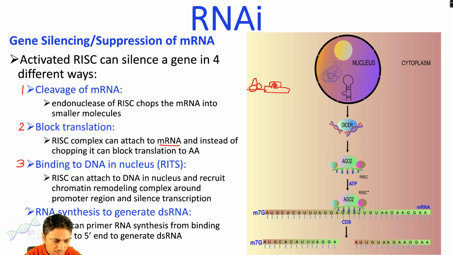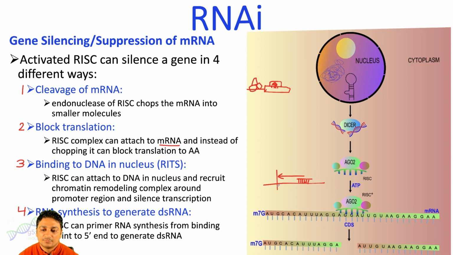And the fourth way is RNA synthesis to generate a double-stranded molecule. So what happens here? This is an RNA molecule, and the RISC complex will attach right here, and instead of chopping the RNA molecule, it does transcription. It does the transcription by RNA polymerase enzyme, and it makes a double-stranded molecule. Now this double-stranded molecule can make a precursor for RNA silencing, and the cycle repeats again from the beginning.